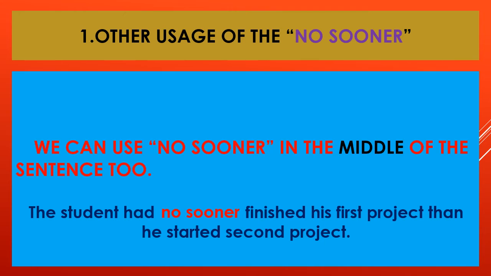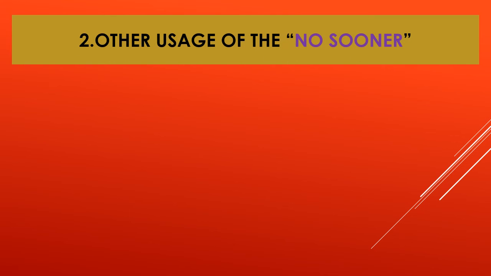So, a small change, no sooner can be used at the beginning of the sentence. It can also be used in the middle of the sentence, in the middle of the first sentence. Okay, but generally we use at the beginning of the sentence. Okay, children, have you got clear? We have learned that we have used no sooner at the beginning of the sentence as well as in the middle of the first sentence or some other place of the sentence.